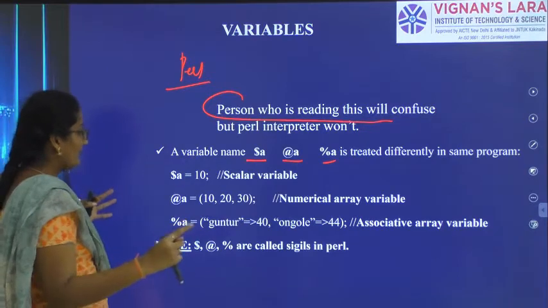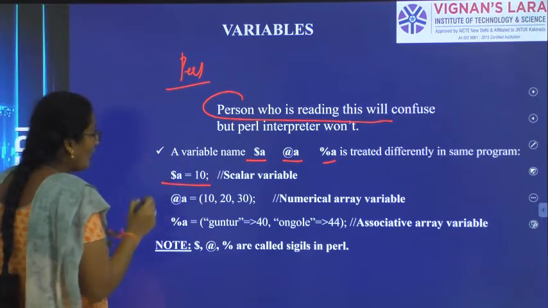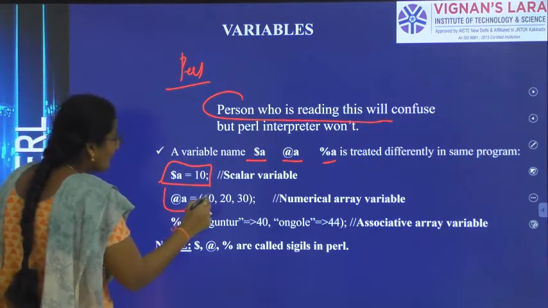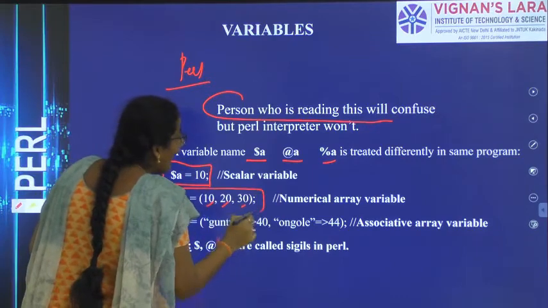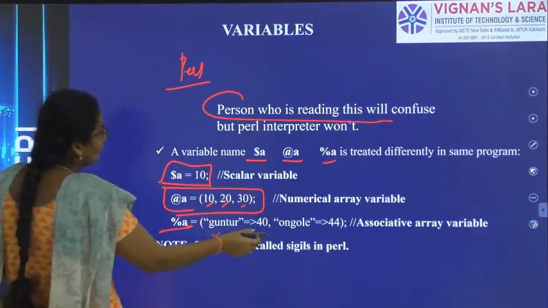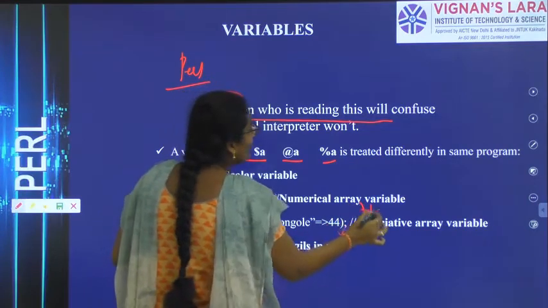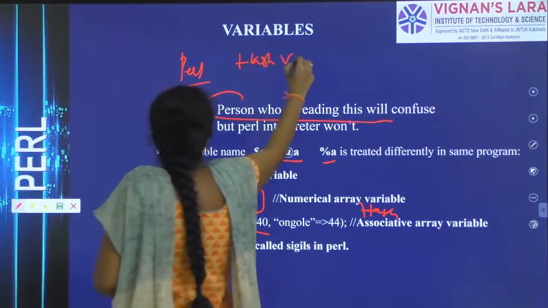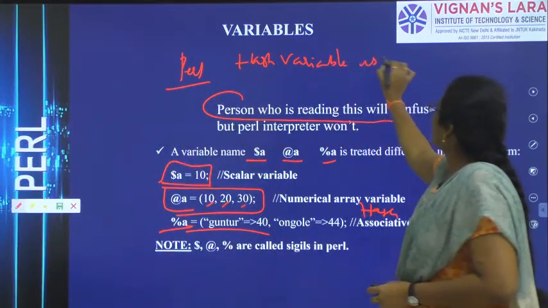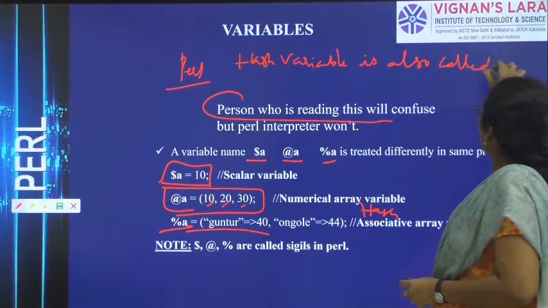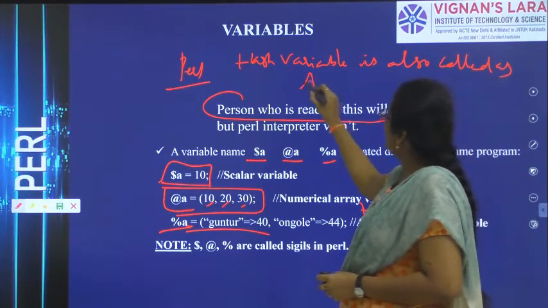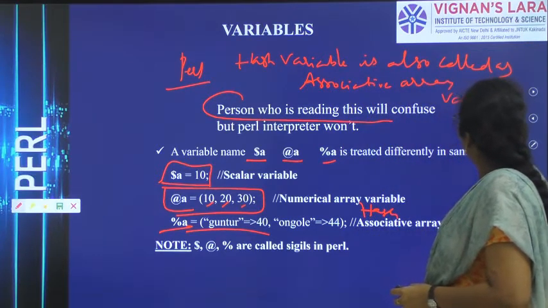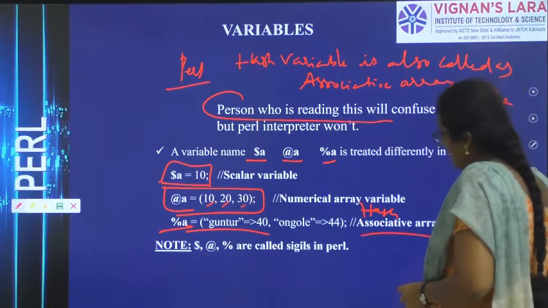They are treated differently. See here, $A equal to 10 means only a single value, scalar variable. @A equal to 10, 20, 30, array variable. %A equal to Guntur 40, hash variable or associative array variable. So hash variable is also called as associative array.